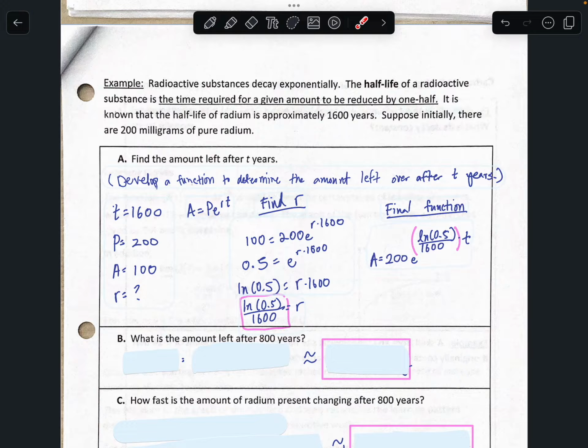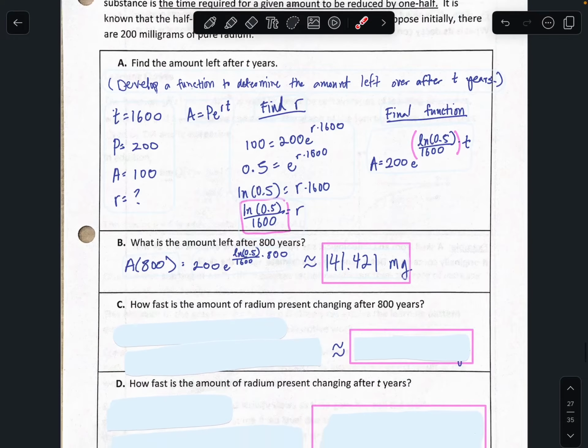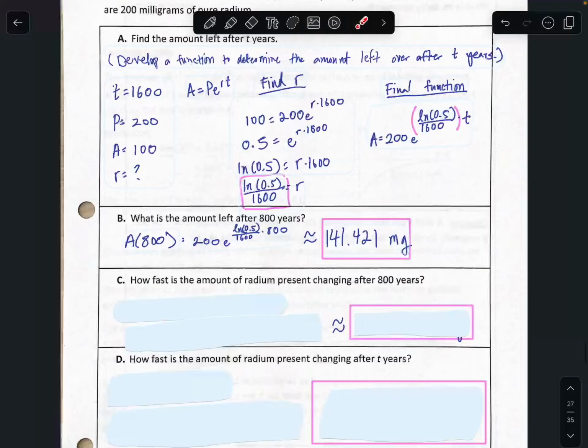Part B asks us to find an amount left over after 800 years. So I'm going to plug in t equals 800 into the A function. I put that into the calculator with the t being 800, and that will be approximately 141.421 milligrams.